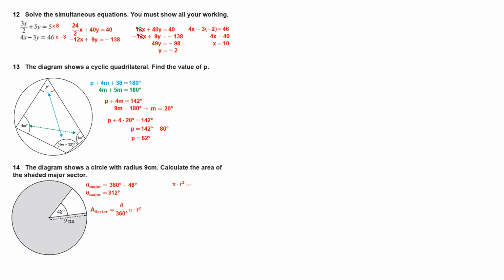The area of the entire circle is given by the formula pi times r squared. Therefore, the relationship can be expressed as pi r squared corresponds to 360 degrees, as the area of the sector corresponds to 312 degrees. Now you can solve the proportion to find the area of the shaded sector.